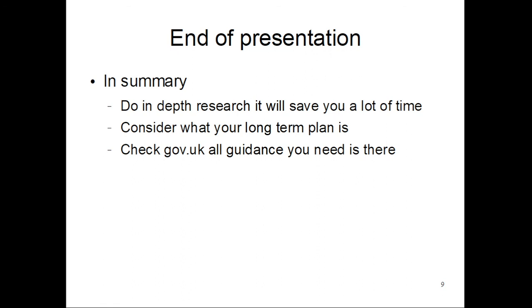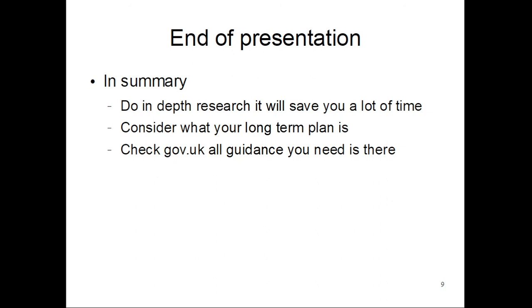In summary, do your research in depth. It will save you a lot of time, a lot of money, and a lot of heartache. Consider what your long-term plan is, okay? Because you need to have a goal, a reason why you are studying, why you are coming to the UK to study, what you intend to get from your studies in the UK. Only you know that.